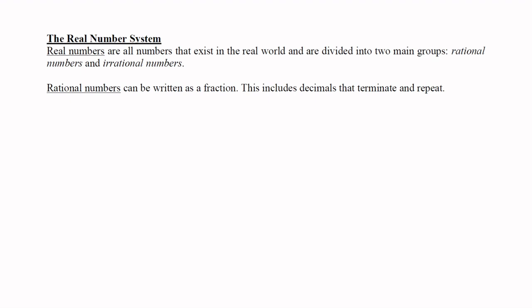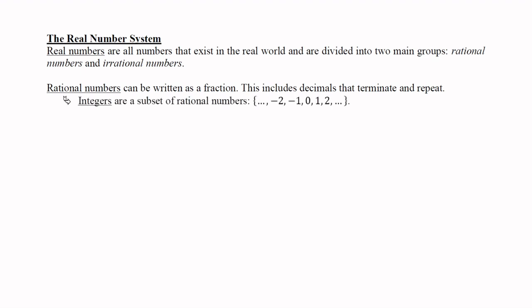So, for example, 0.5 is a decimal that terminates. You know that 0.5 can be written as the fraction 1/2. Now, what about a decimal that repeats? How about 0.33333 forever? You know that can be written as 1/3, okay? So, decimals that terminate and repeat are rational numbers because they represent fractions.